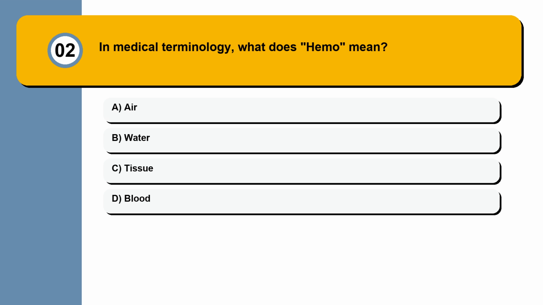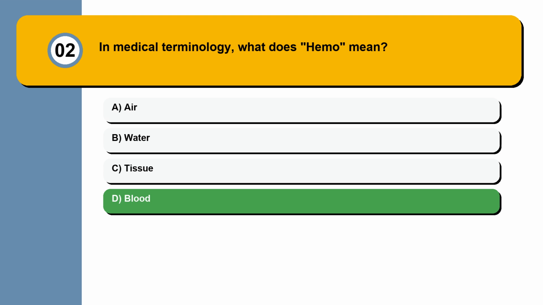Question 2. In medical terminology, what does hema mean? Air, water, tissue, blood. Hema means blood.